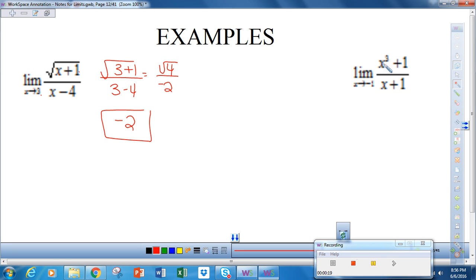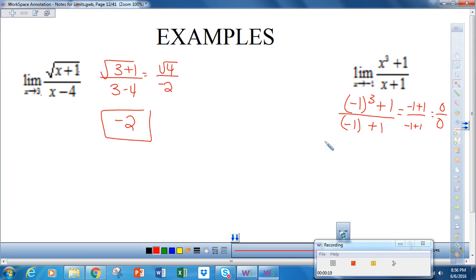Okay? So the next one, I start with direct substitution. I am substituting in negative 1, so I get negative 1 cubed plus 1 over negative 1 plus 1. Now I've got a little bit of a problem. Negative 1 cubed is negative 1, so I get negative 1 plus 1 over negative 1 plus 1, which is 0 over 0. Bummer. So I have to do something different. Well, I can't just multiply this out, but I can factor. Remember, that was one of our ways.